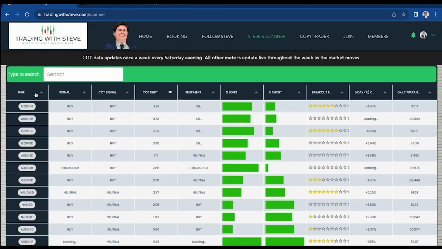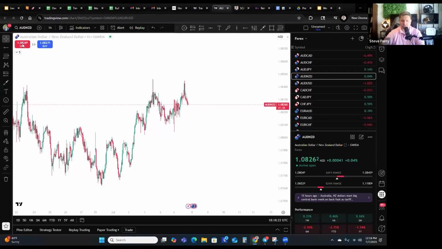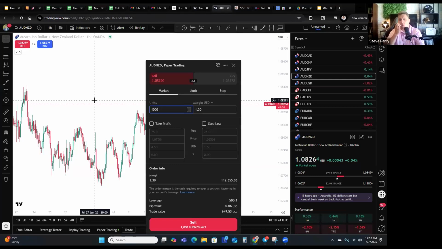All of my members have complete access to the scanner. We call it Steve Scanner. This is instant. So let's actually just go ahead and click the sell button because we're going to sell.